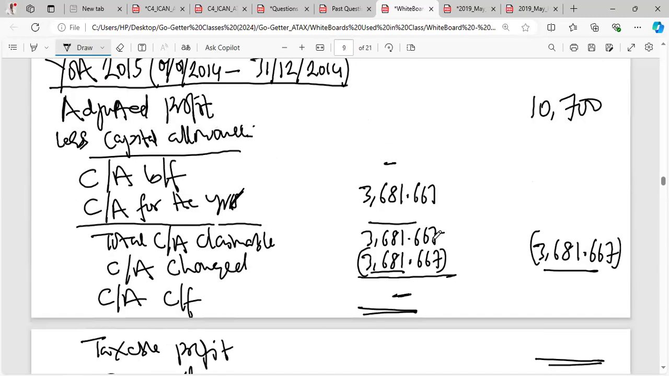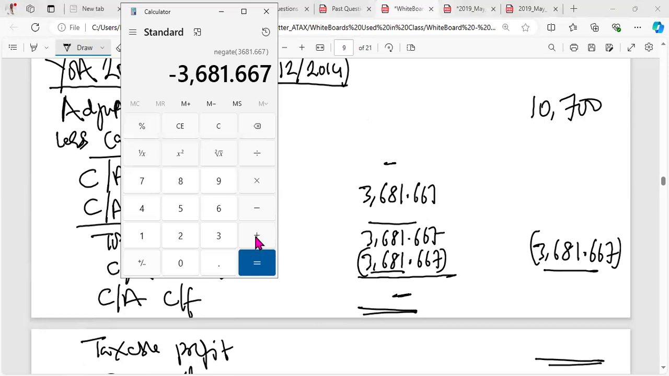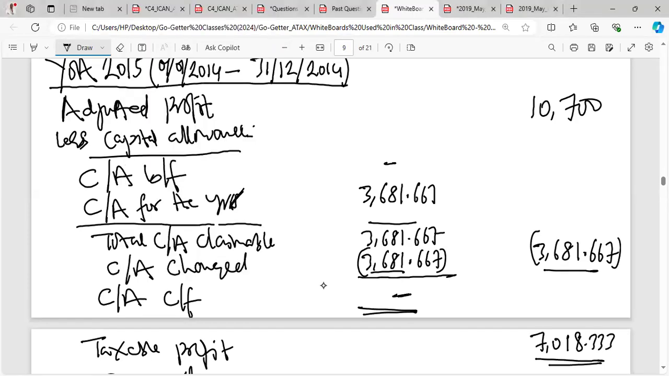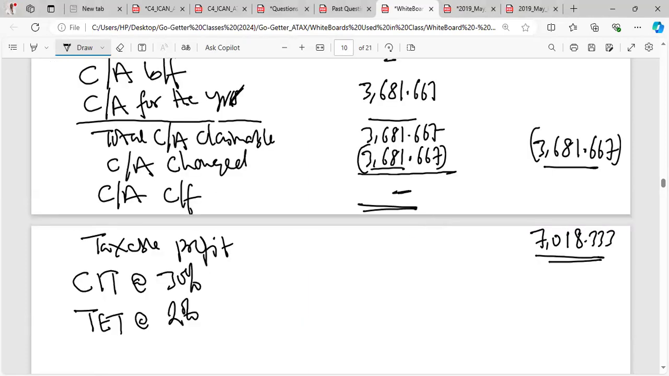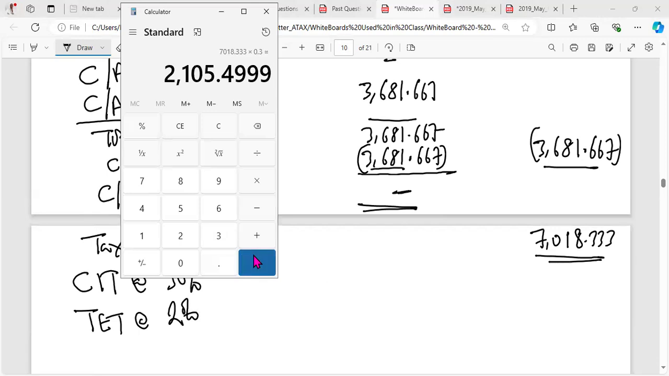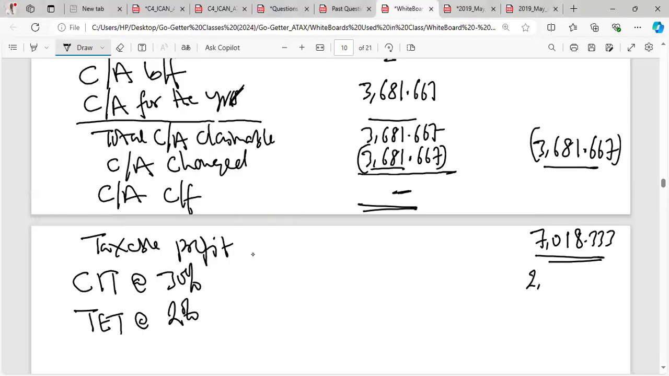But what would be your taxable profit? I already have this in my calculator. So I will just remove it from 10.7, and I have 70.18.333. All right. I will now look for my CIT of this figure. I'll multiply it by 30%. That will give me 2105.50. So this is your tax.